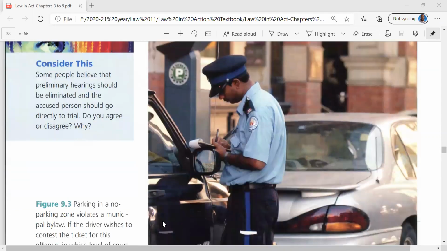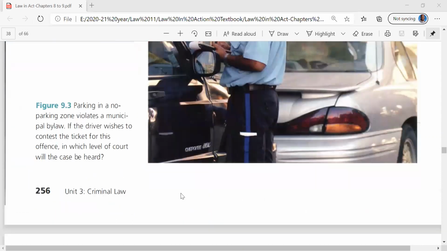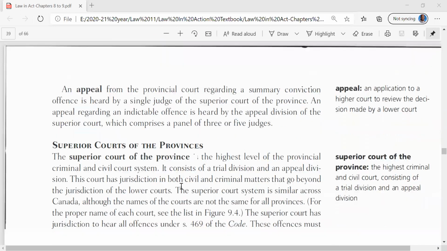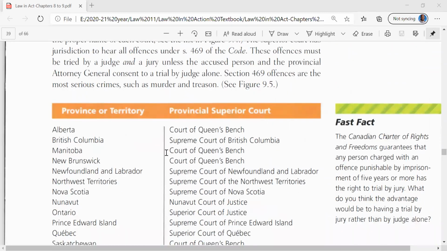If there's not enough evidence, you get booted out. If there is evidence, you go through the next stage, right? So the Superior Court of the Province is the highest criminal and civil court, consisting of a trial division and an appellate division. So again, your crime can go there. If you go to that court, that's where you would hear the decision.